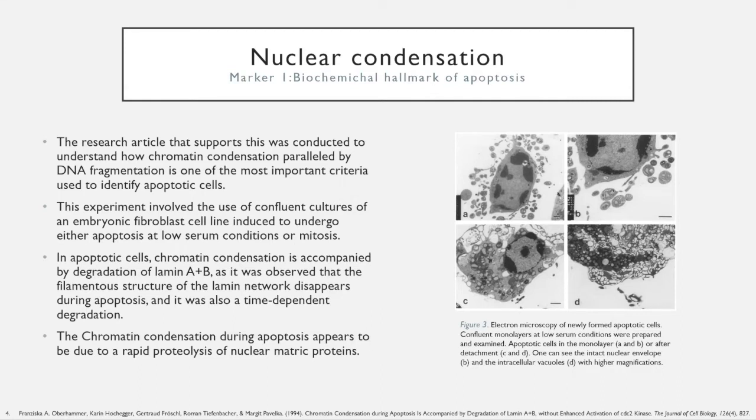In the apoptotic cells, the chromatin condensation is accompanied by degradation of lamin A plus B, as it was observed that the filamentous structure of the lamin network disappears during apoptosis, and it was also a time-dependent degradation. The chromatin condensation during apoptosis appears to be due to rapid proteolysis of the nuclear matrix protein. As seen in figure 3, a figure from the experiment, you can see the electron microscopy of a newly formed apoptotic cell that they actually induced with the low serum.